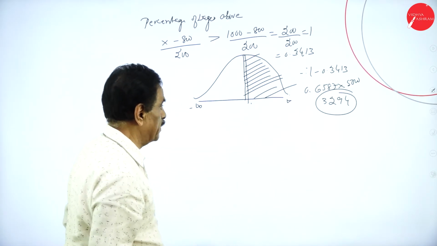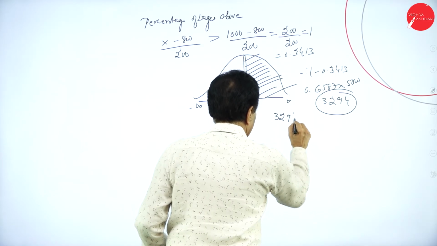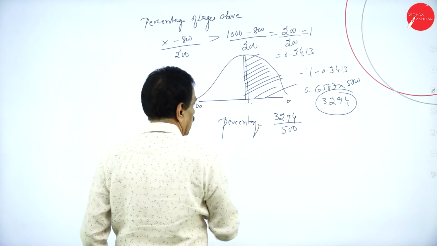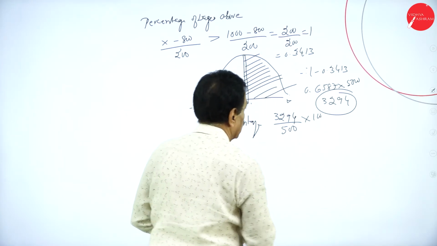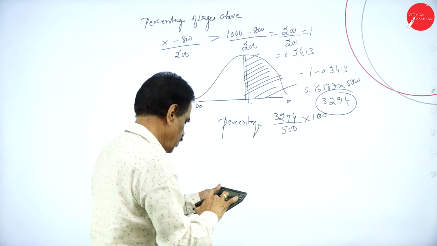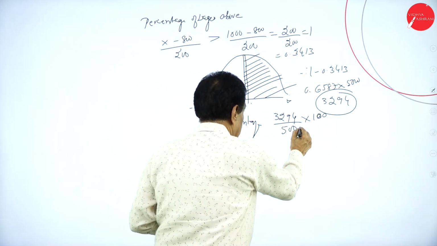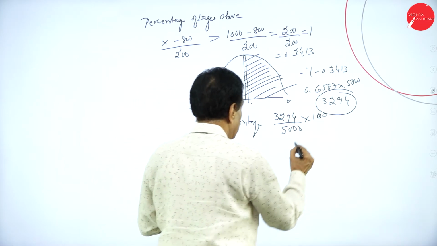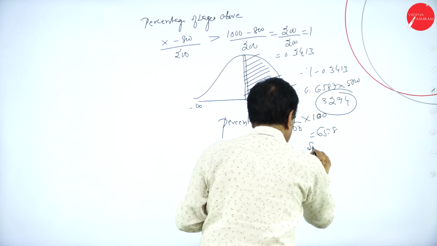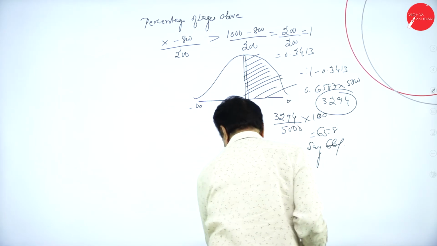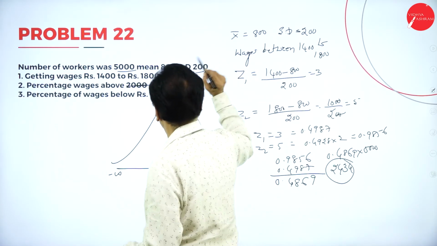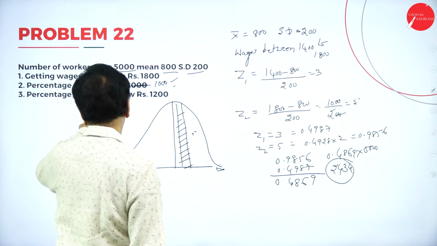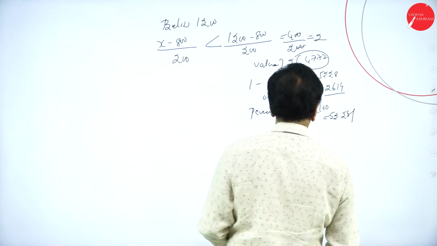Regarding the last one, here's the percentage. 3294 divided by 5000 into 100 is 65.8, say 66%. He asked the percentage. See the question? He asked the percentage, that's why. 2434 has no percentage. The first one, second, and third ones are percentages. I have done the percentage for the second one, and I did the percentage for the third one.